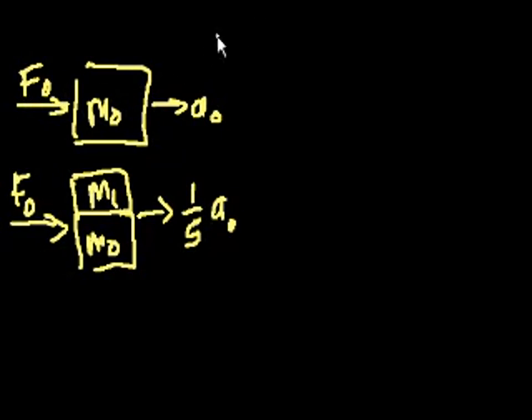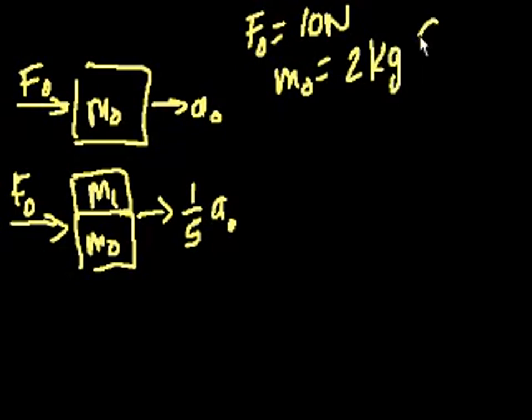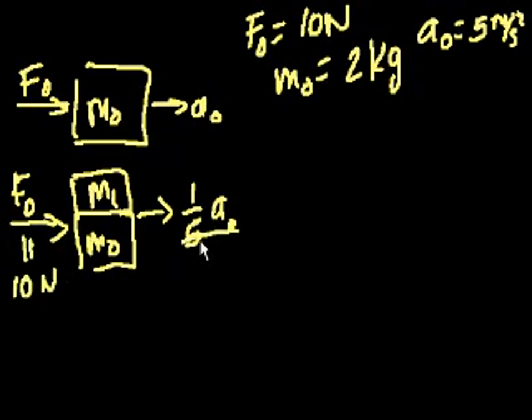So I could say, what if F sub 0 is equal to 10 newtons, m sub 0 is equal to, I don't know, 2 kilograms, and then a sub 0 is equal to 10 divided by 2, right? Because force is equal to mass times acceleration. So it would be 5 meters per second squared. And in this case, we still have 10 newtons. 1/5 a sub 0 would be 1 meter per second squared.